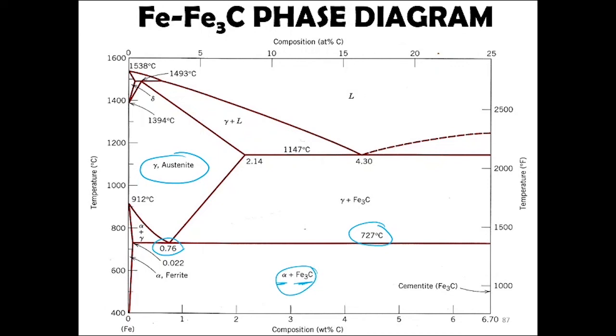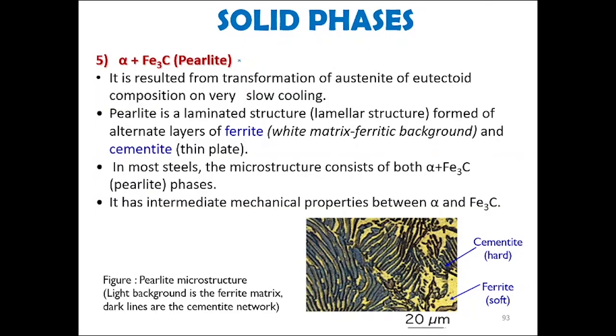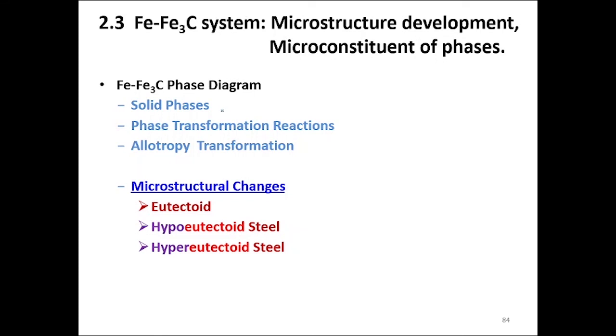It has intermediate mechanical properties between alpha ferrite and cementite. The detail on pearlite can be read in this slide. This figure is showing pearlite microstructure, which has a light background of ferrite matrix and dark lines that are the cementite network. The property of cementite is hard and the property of ferrite is soft. That's all on solid phases of the iron-iron carbide system. In the next video, we will see the phase transformation reactions.